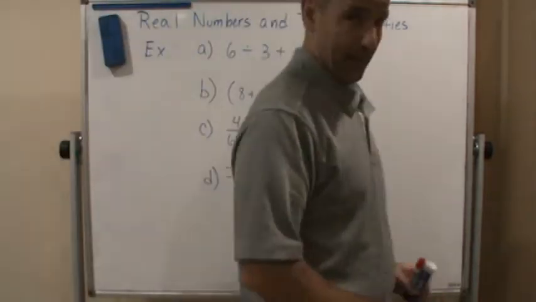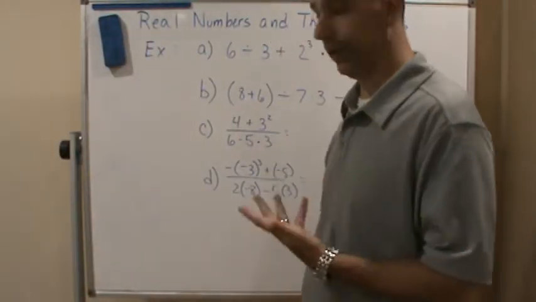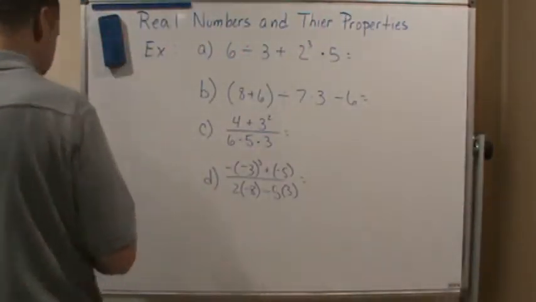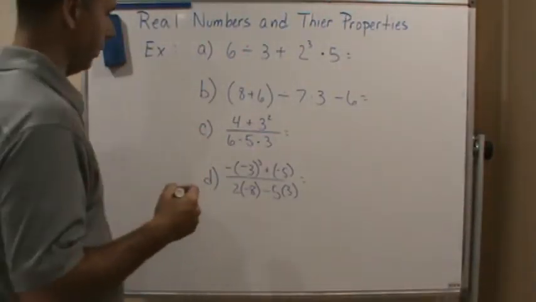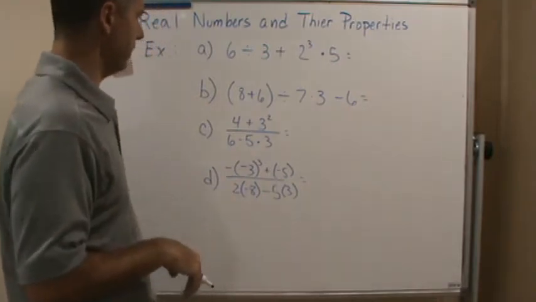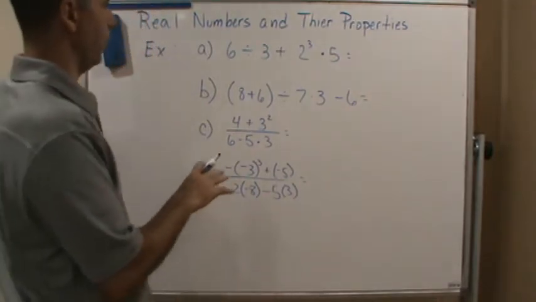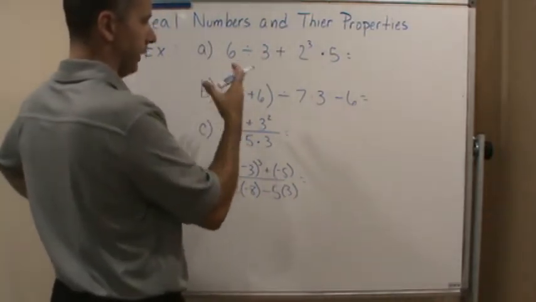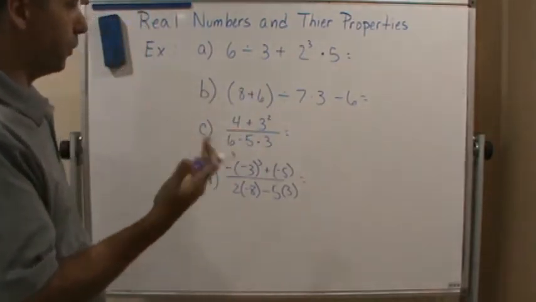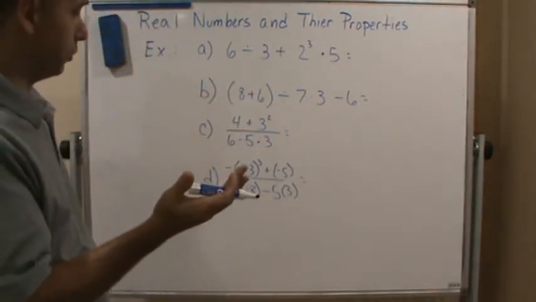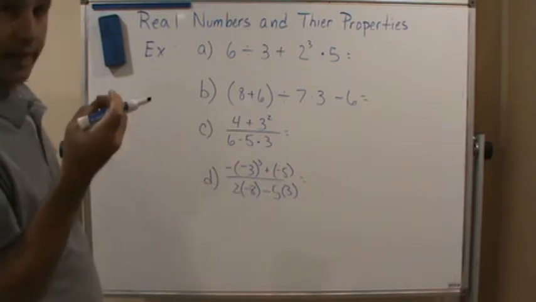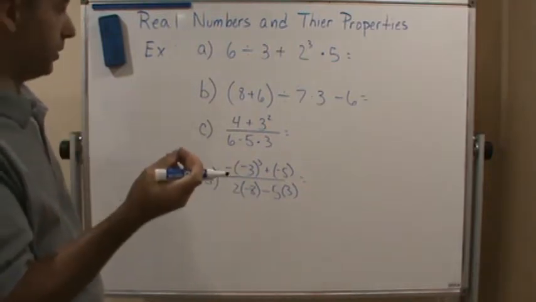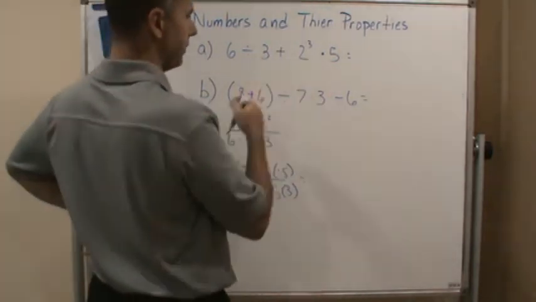Okay, so let's do an example. In this example, we're going to evaluate these expressions. We're going to use the order of operations to do this. The first one: now again, remember the order of operations. There's no parentheses, so we don't have to worry about groupings. And so we're going to look at exponents first. So we're going to simplify the exponent, right?